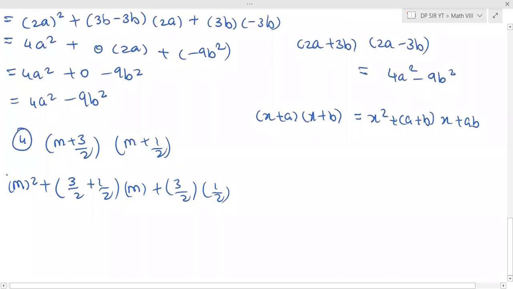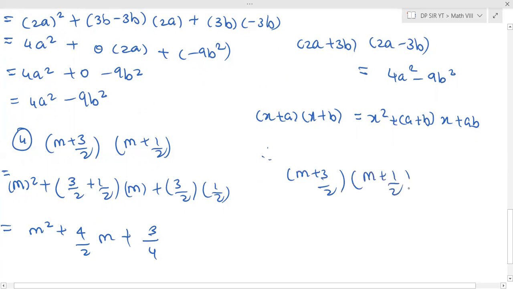Solve this particular part. So here I am going to get m square plus 4 by 2 m plus what is 3 upon 2 into 1 upon 2. So 3 into 1 upon 2 into 2. So it's going to be 3 into 1 is 3 and 2 into 2 is 4. And therefore I got my answer. Therefore m plus 3 by 2 and m plus 1 by 2 is equal to m square plus 4 by 2 m plus 3 by 4.